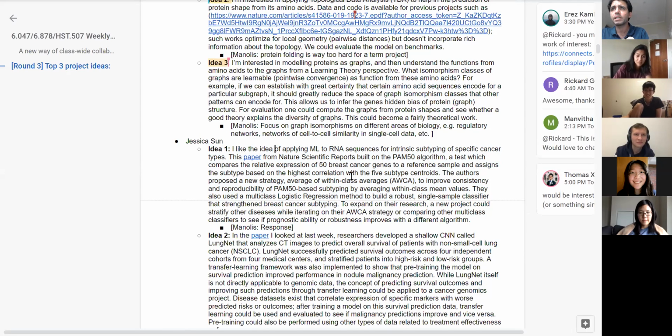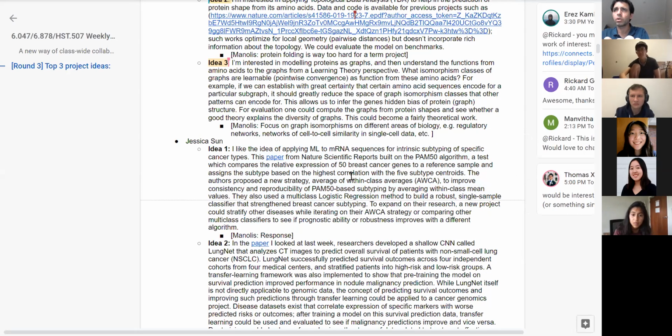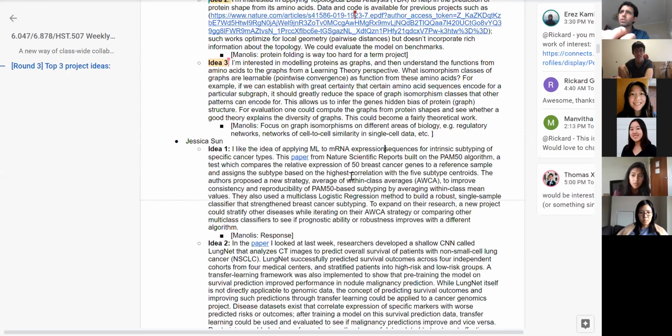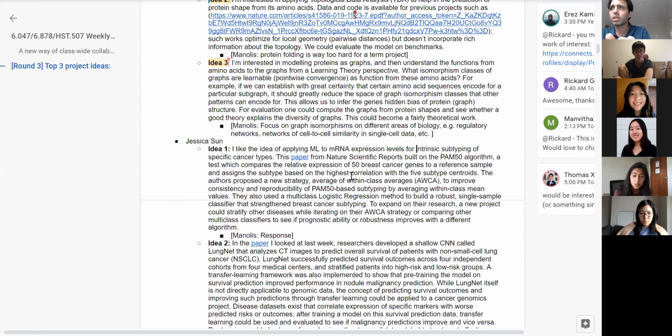When you say RNA sequences, is this about RNA folding or do you mean mRNA sequences? Jessica, can you help me out here? I think it's mRNA sequences. Okay, but not about folding. Okay. Intrinsic subtyping of specific cancer type. Do you mean expression levels? Yeah. Got it. Thank you. Okay, perfect. Now everything makes much more sense.